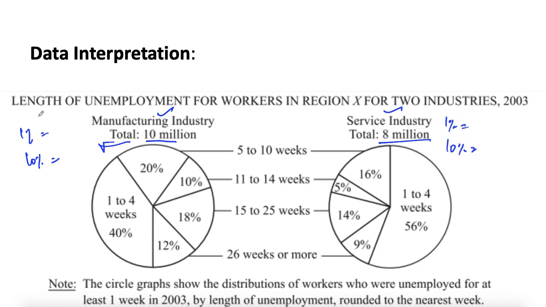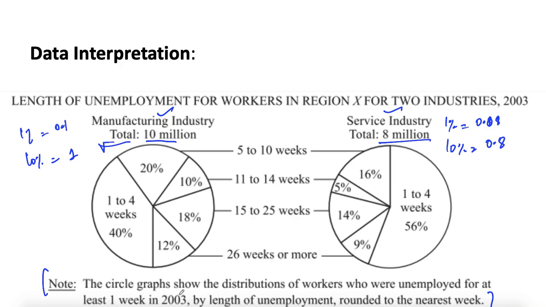So what is 1%? That is 0.1, and 10% is 1 million. For the service industry, 1% is 0.08, and 10% is 0.8, right? And remember, in such questions, whenever you are given a note, read that note very carefully.